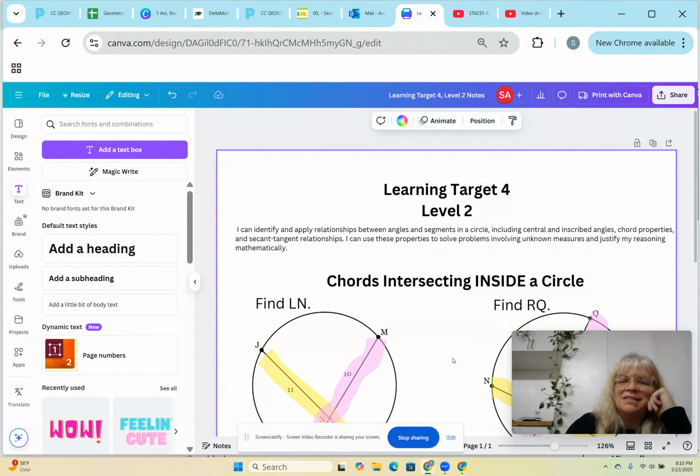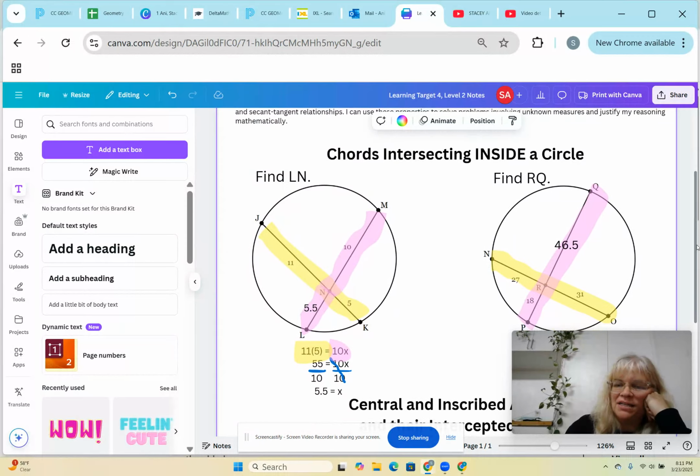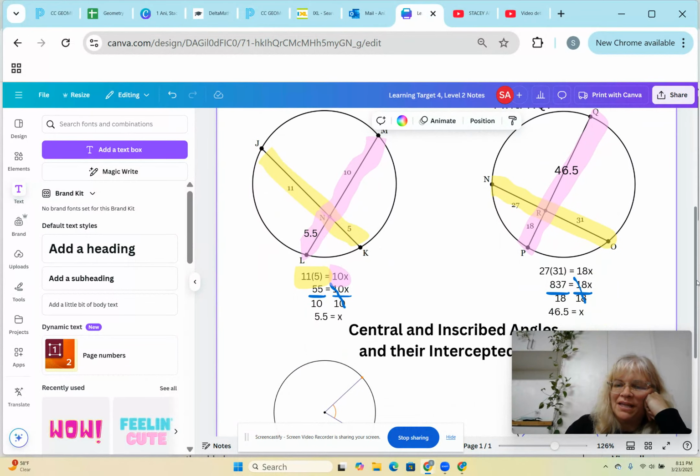Hello, this is the second video for Learning Target 4, Level 2. Hopefully you completed this circle on the other side, and I'm hoping that this is what you got. If you don't have it completed, or if this is not what you got, pause for a second and take a look at this and see if you can figure out where this came from.